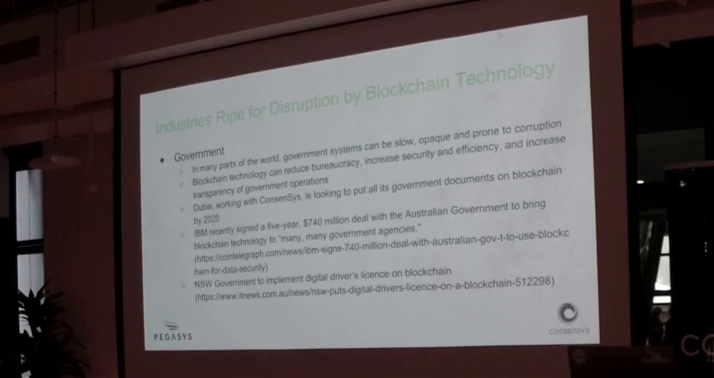IBM is providing blockchain services to the Australian government. A little bit closer to home, the New South Wales government is looking at, in fact, I believe they have already implemented, if not a pilot program, are implementing driver's licenses on blockchain. So that's a real world application of blockchain happening now.